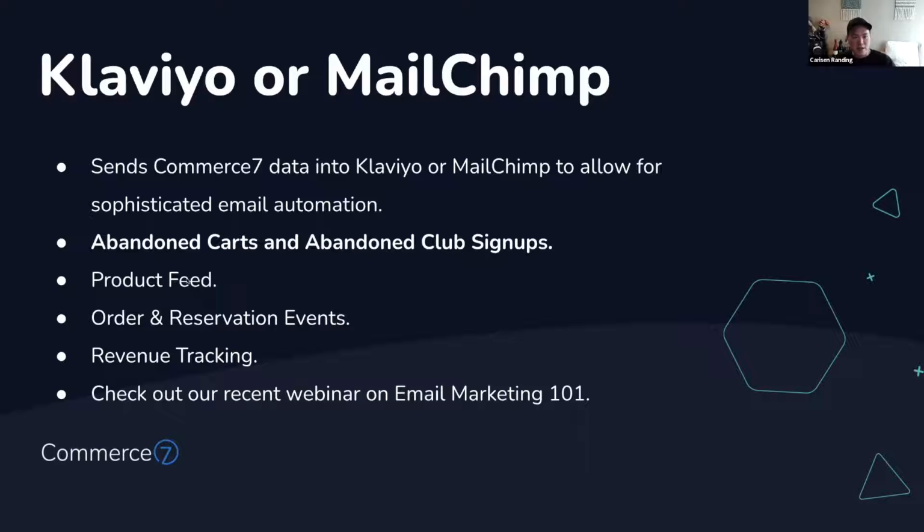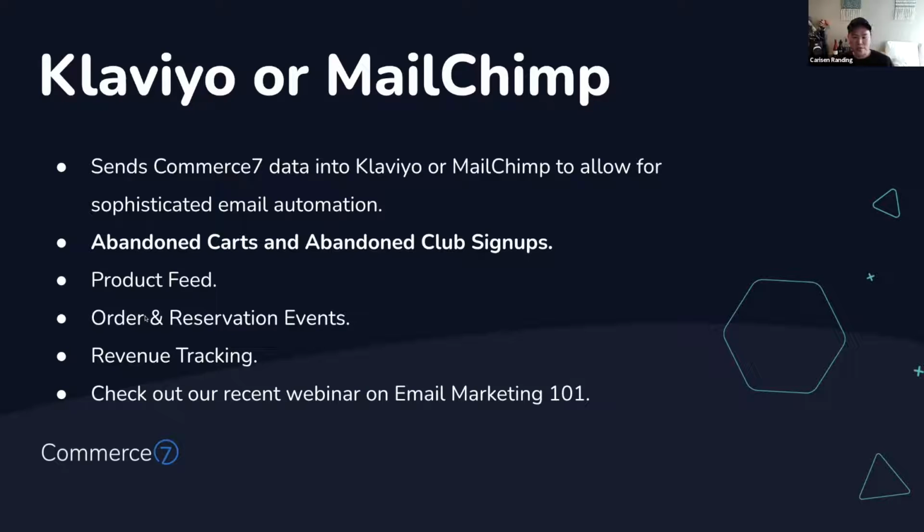Another great thing about the integration is we send product information along with images. So as you're configuring your emails in Klaviyo and MailChimp, you can have really nice product images that come over from your Commerce7 system into their system and populate a really user-friendly email. We sync over order events and reservation events.